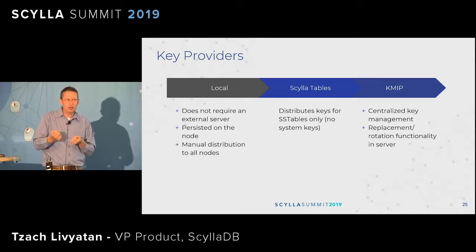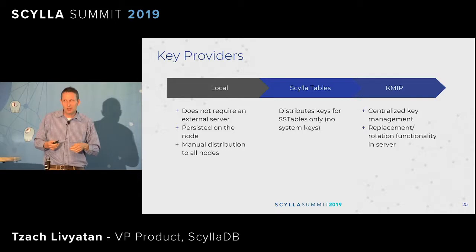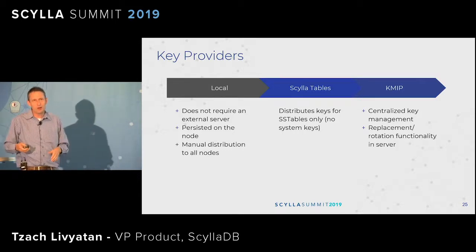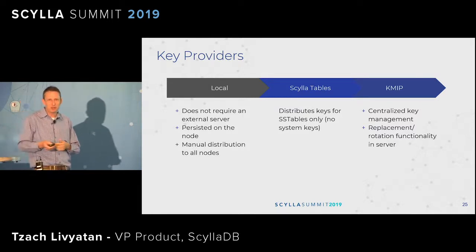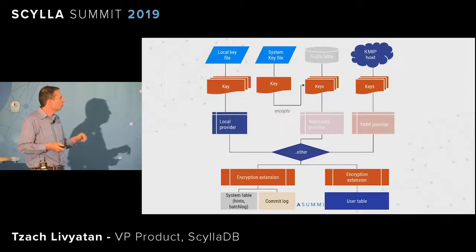For example, HashiCorp just added KMIP compatibility to Vault. And there are other products out there that support KMIP. AWS key management does not support KMIP yet. Unfortunately, I hope they will add it. But if not, we're probably going to add support for this key management protocol at some point. Skipping some of the slides here.